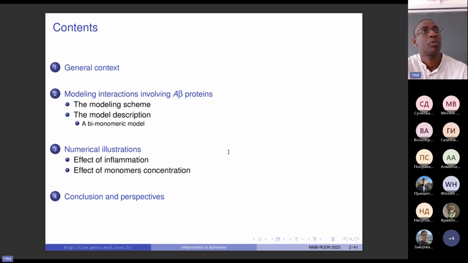For this model, we write some equations, that means we define the model description. After that, we will present some results about this model, that is, the effect that we find of the inflammation process on Alzheimer's disease. Then we will talk about some numerical simulations to highlight what we have in the results about the effect of inflammation on Alzheimer's disease.